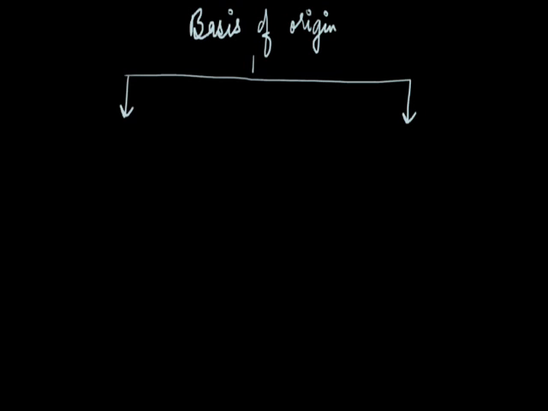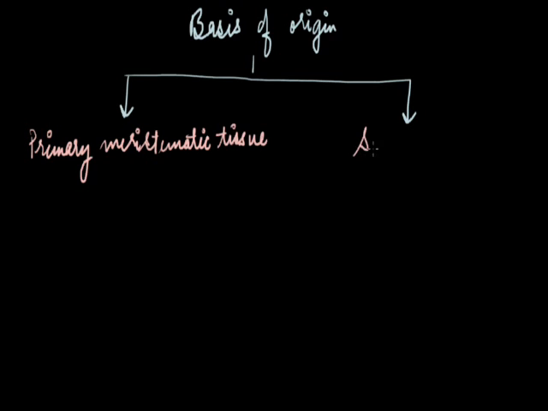Hello everybody. In the last class we have discussed the characteristics of meristematic tissues. So today we are going to start the classification of meristematic tissue on the basis of origin. On the basis of origin, meristematic tissues are of two types: primary meristematic tissues and secondary meristematic tissues.